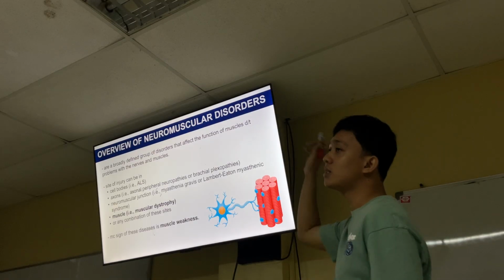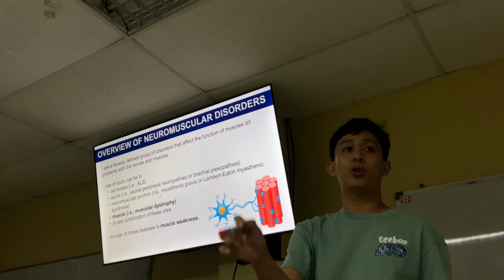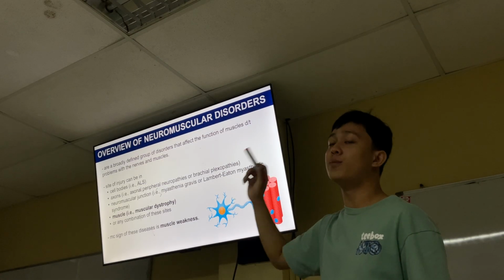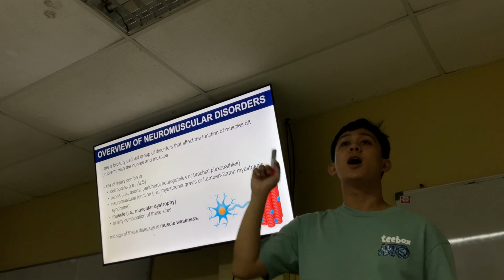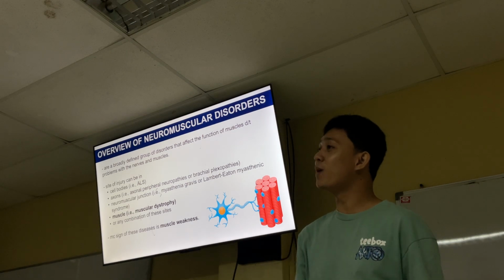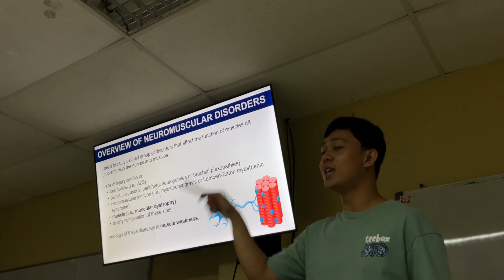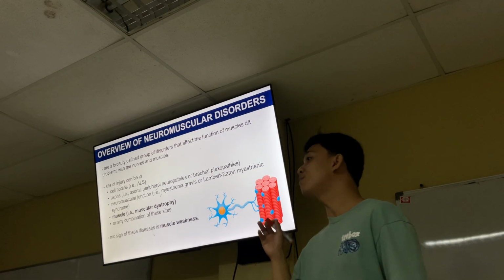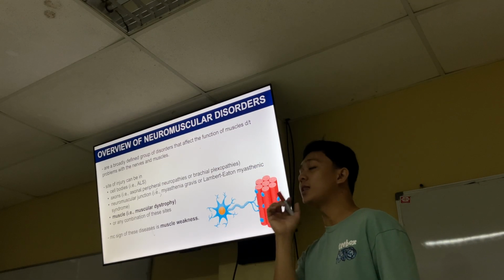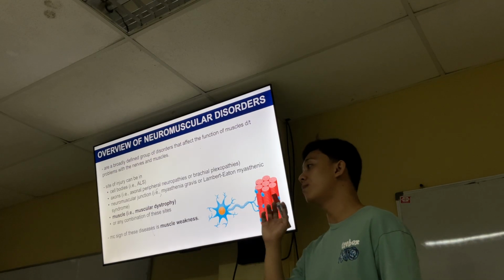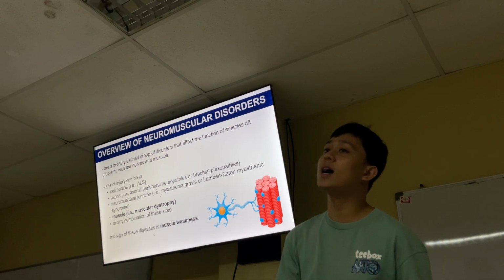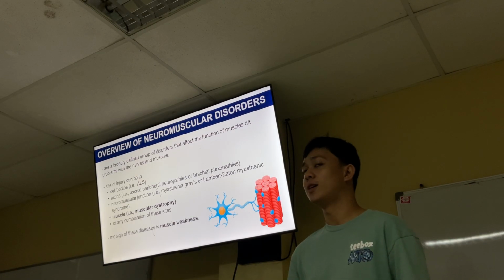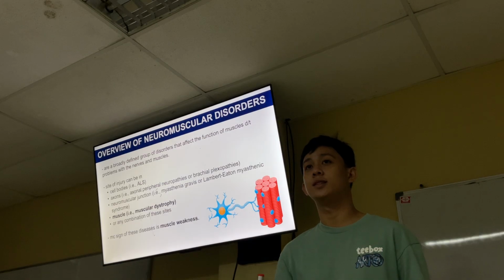So from the definition itself, if this is a group of disorders affecting your muscle, obviously the most common manifestation is muscle weakness. So expect that all of the conditions later will have a manifestation of muscle weakness, but it depends on the pattern of muscle weakness. It could be distal over proximal or proximal over distal. Okay? Question? Okay.